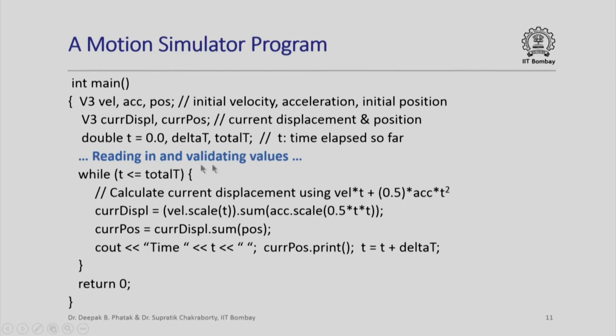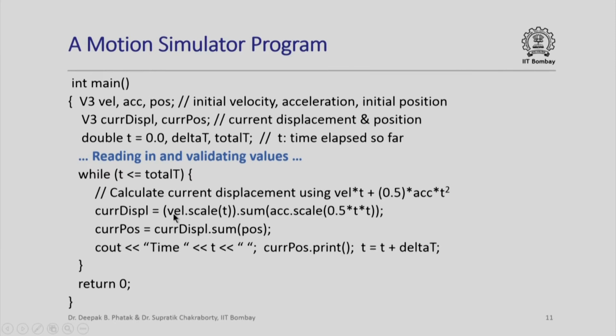So after we have read in and validated the values, here is what the main simulation loop of our program would look like. We are going to calculate the current displacement using this simple equation from physics, which says that if the initial velocity is given by the vector vel and the acceleration is given by the vector ACC and the acceleration is constant, then at the end of time t, the displacement is given by vel times t, where this is scaling of the vector vel by t and this is the vector sum and this is the scaling of the vector acceleration by 0.5 t squared. So that is exactly what we are going to do here.